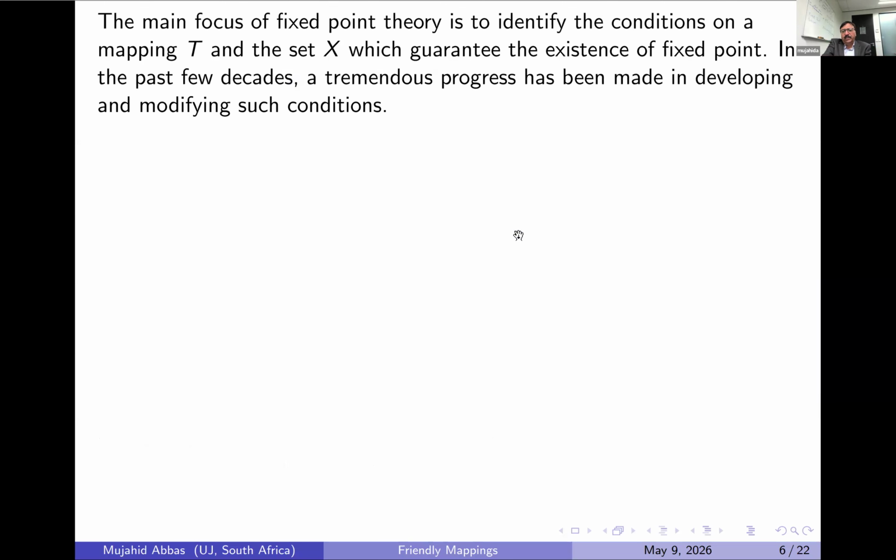And you know what fixed point theory is; we have all been talking about it. We basically work on identifying the conditions on a mapping and on the set X which guarantee the existence of a fixed point. So the basic ingredient of fixed point theory revolves around a class of mappings and the underlying structure of the mapping.